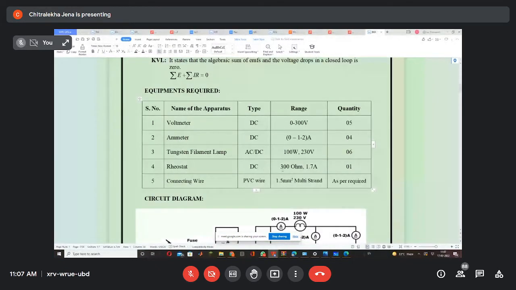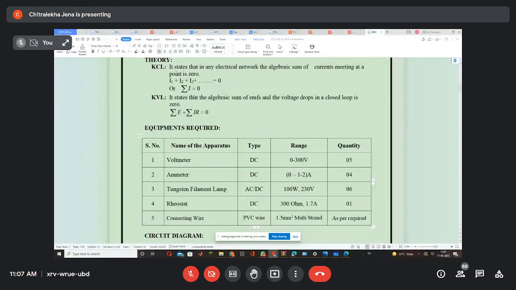So the different apparatus you will be using here is voltmeter. So here Kirchhoff's voltage law and Kirchhoff's current law, both you will verify with DC supply. You will provide DC supply and you will verify it. Okay. And AC supply is also applicable in AC circuit. You can also apply Kirchhoff's voltage law and Kirchhoff's current law.